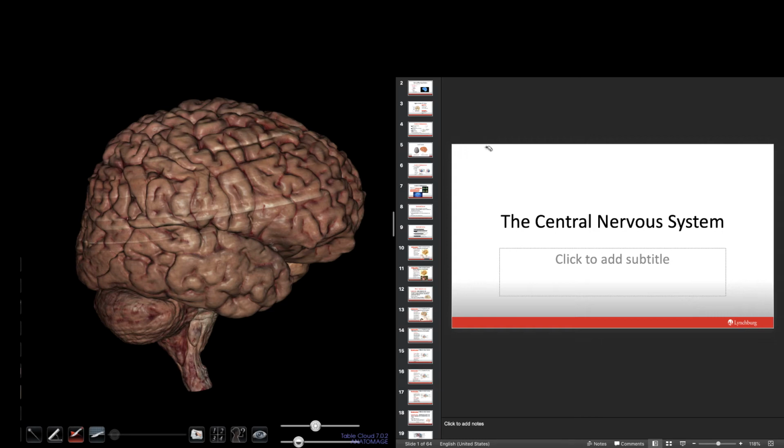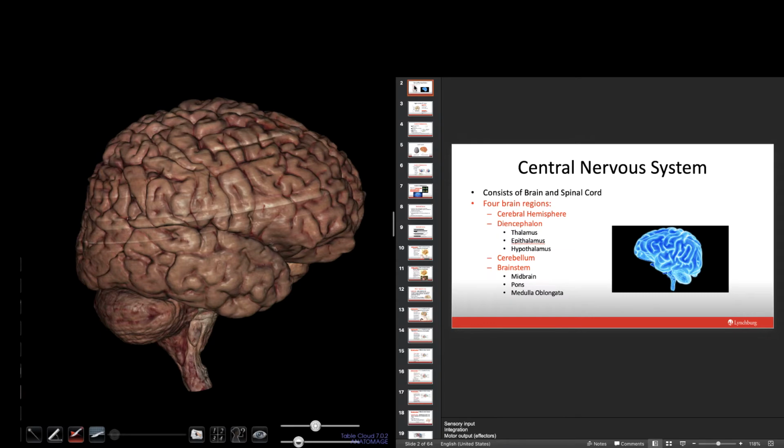Going to talk about the central nervous system. And to begin with, we need to talk about how it's organized. So the central nervous system consists of the brain and spinal cord. And we can take the brain and we can divide it up into 4 different regions. So we have the cerebral hemispheres, we have the diencephalon, the cerebellum, and the brainstem. And we're going to talk about each one of those regions of the brain separately.